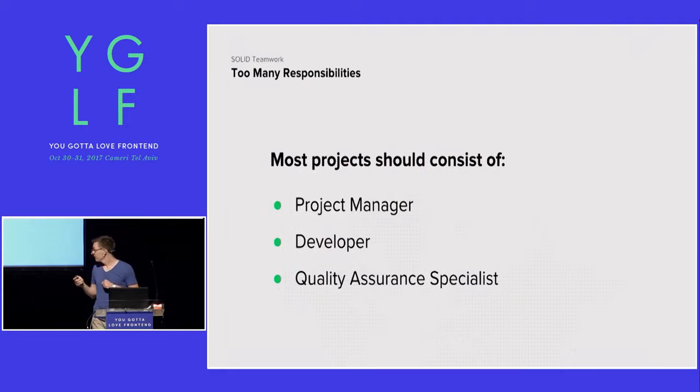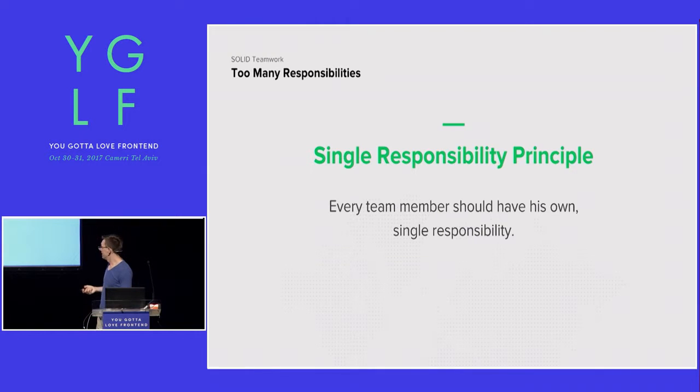So, most projects should consist of a project manager, developer, and quality assurance specialist. At least three persons with completely different responsibilities. And every team member should have his own single responsibility.